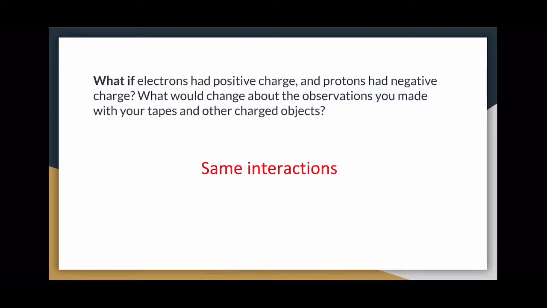So what if the electrons had a positive charge and protons had a negative charge? What would change about the observations I made with the tapes and other charged objects? This wouldn't change. The observations would all be the same. The only difference is that instead of the tapes having a positive charge, it's going to have a negative charge. And instead of the pen, for example, having a negative charge, it's going to have a positive charge. But apart from that, all the observations would be the same.